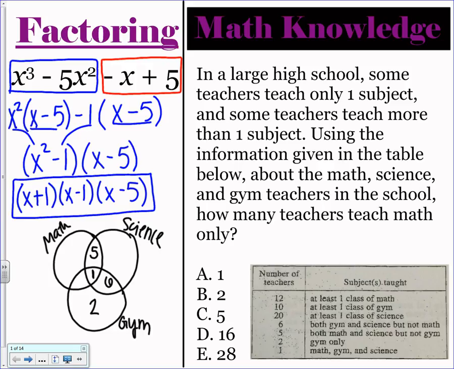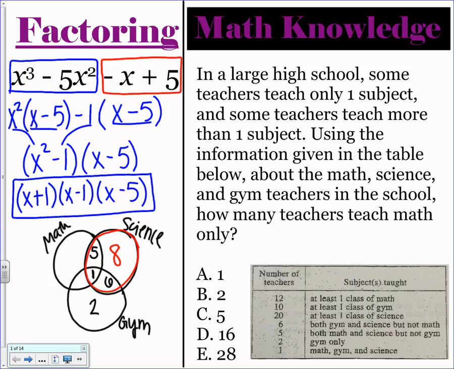And then it says 20 teach at least 1 class of science. Well, that means that everything in this circle here has to add up to 20. We have a 5, a 1, and a 6 already, so another 8 will make that total be 20, because we have 20 different teachers that teach at least 1 class of science.